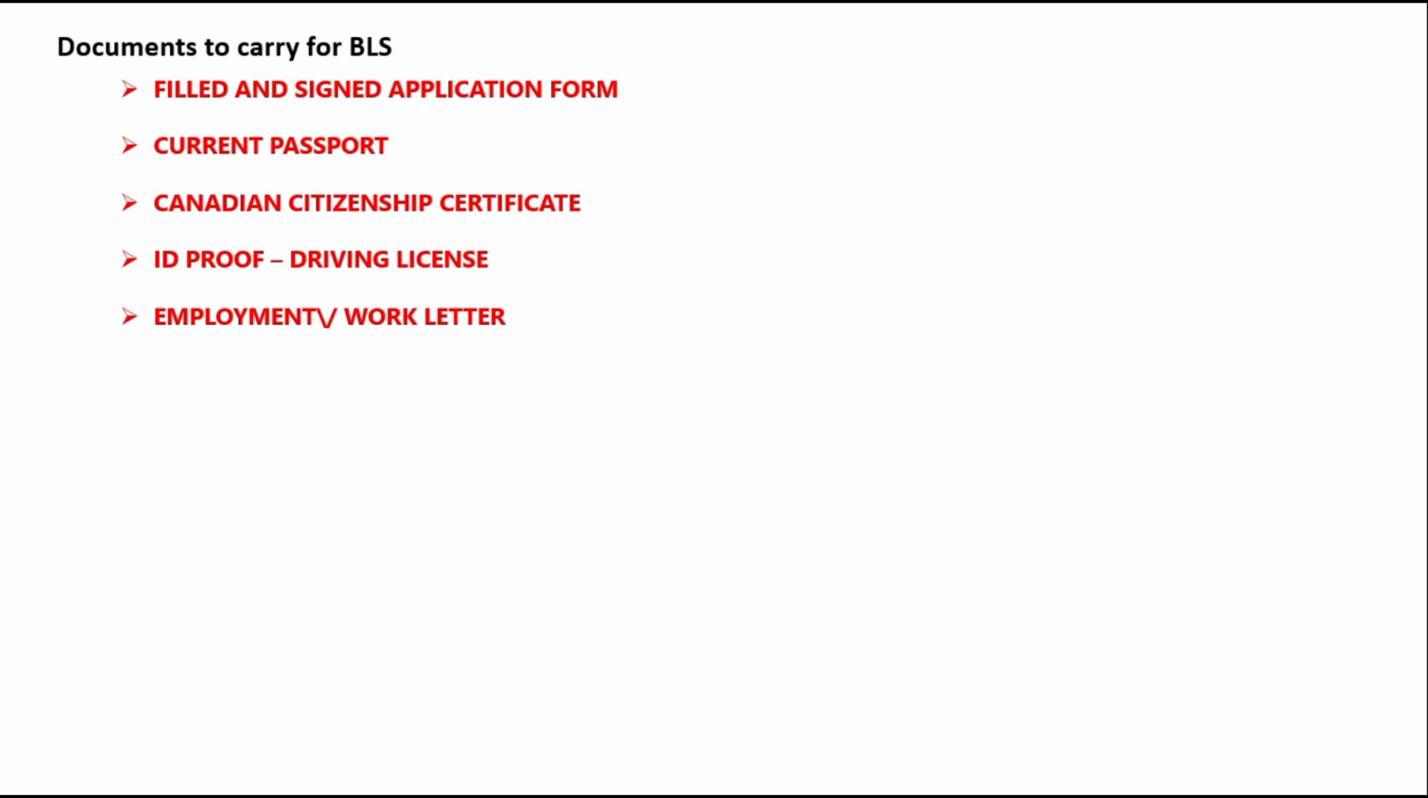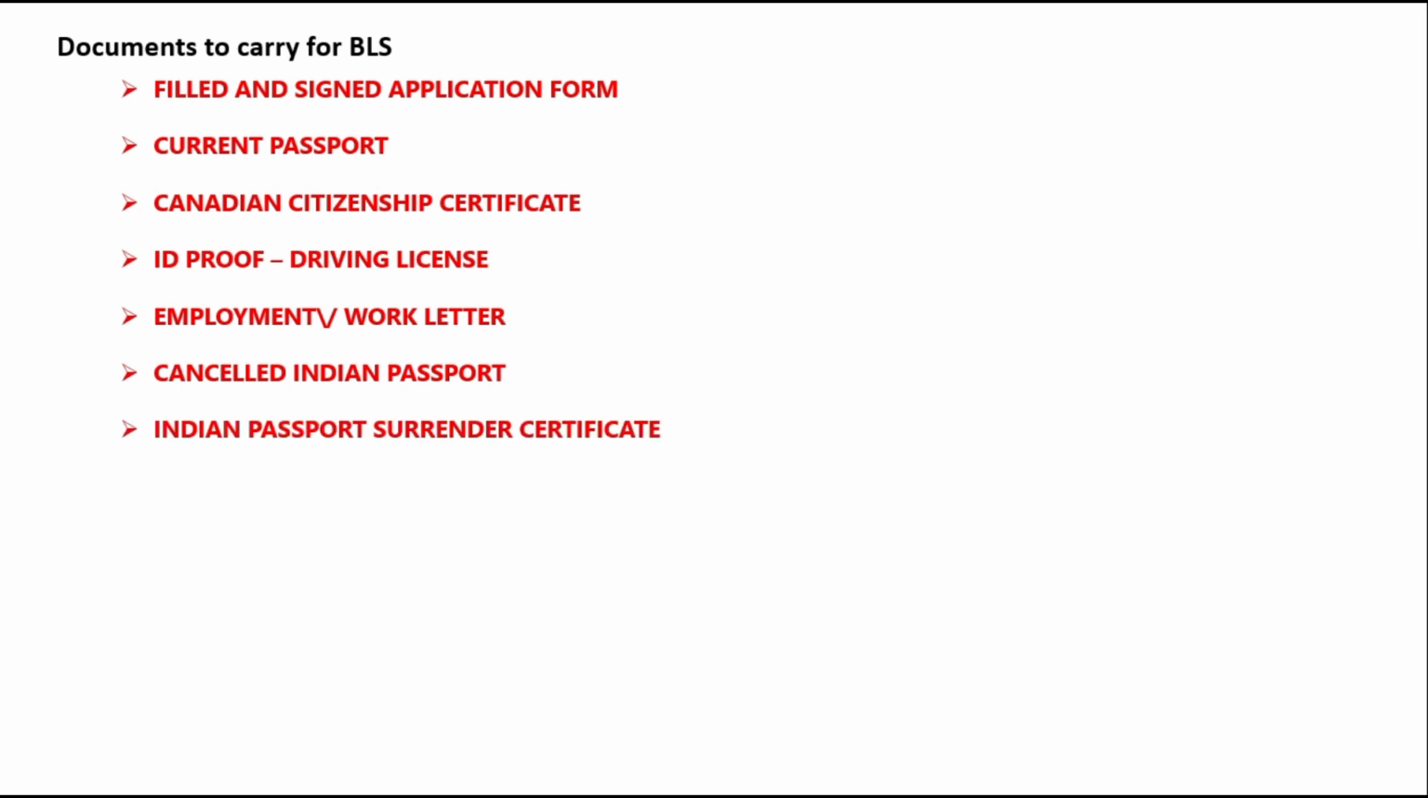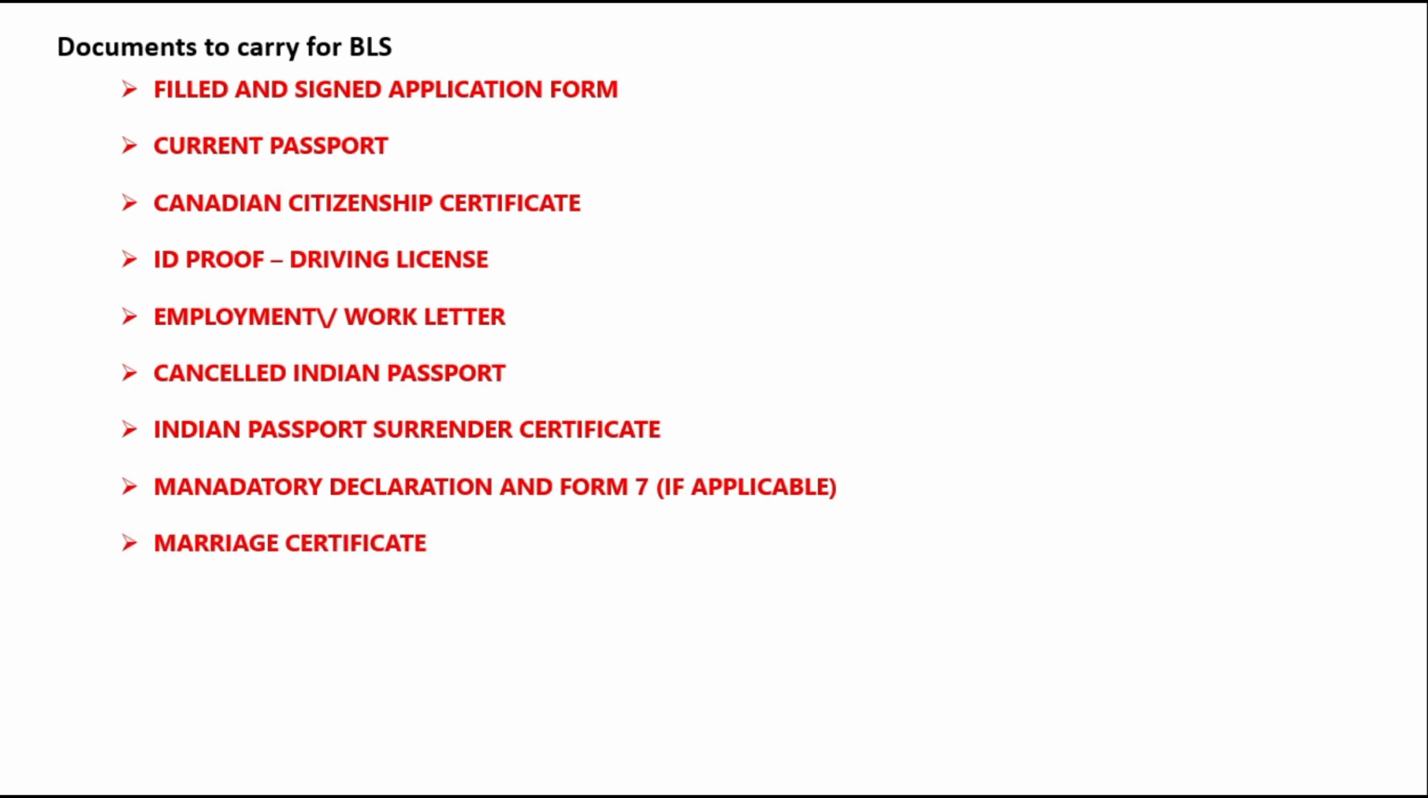Employment work letter which you uploaded on the OCI form, cancelled Indian passport, original as well as the photocopy of the first page with the cancel stamp as well as the last page. Indian passport surrender certificate, original as well as copy. Mandatory declaration and form 7. If you had the voting card within India, you need to fill the form 7 and upload that too. Marriage certificate, original as well as copy. Spouse's passport, original as well as the copy of the first page.